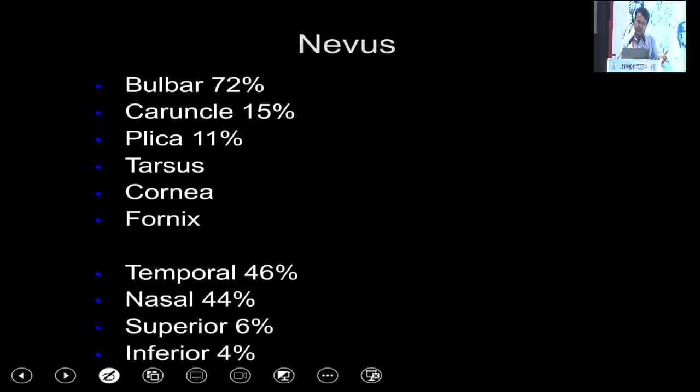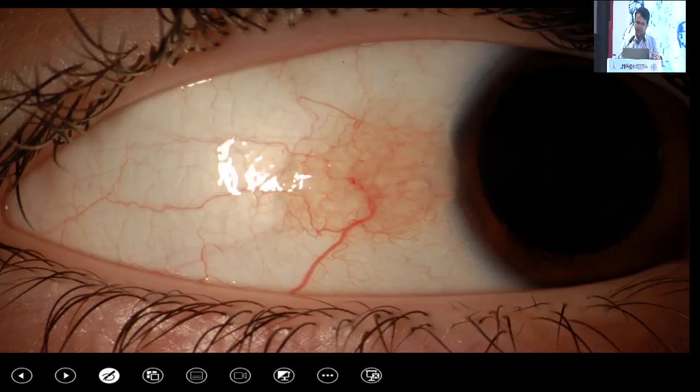This is just some data to back up what I said. This is data from the literature. Most of the nevi occur in the bulbar conjunctiva. Most of the nevi occur in the temporal bulbar conjunctiva. This is from data.